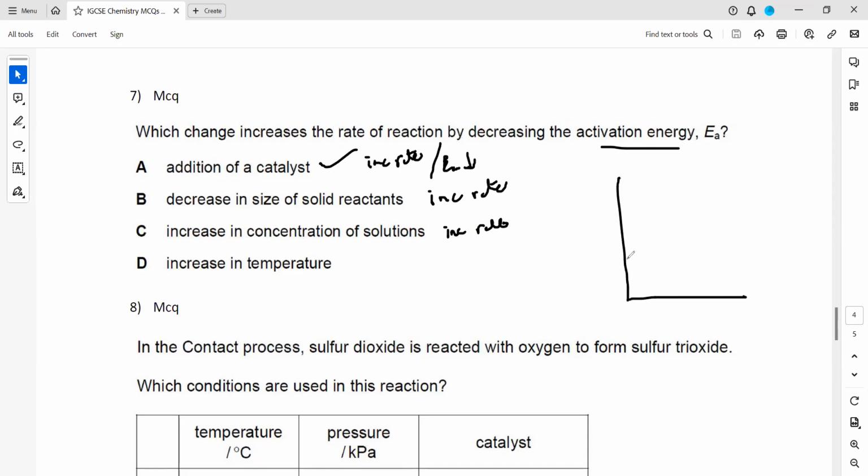If you have an energy profile diagram, for example an endothermic reaction, this is the reaction without a catalyst. If you use a catalyst, the same reaction can happen at a lower activation energy. Increasing the temperature also increases the rate by increasing the proportion of particles which have energy more than the activation energy, but it does not alter the activation energy. So remember, activation energy can only be changed by addition of a catalyst.